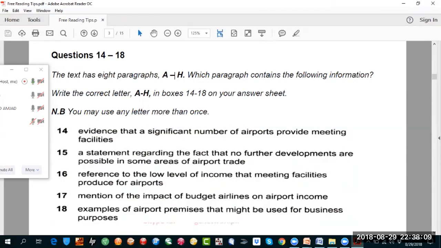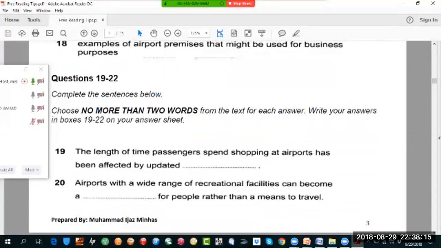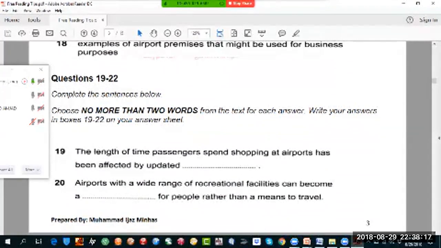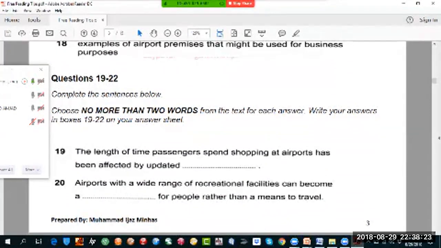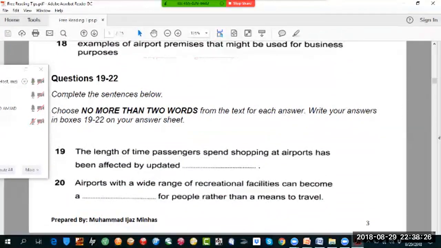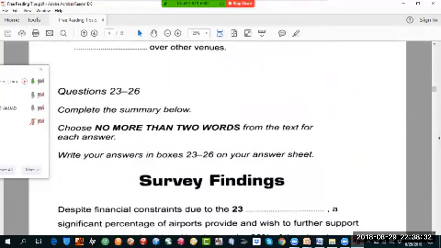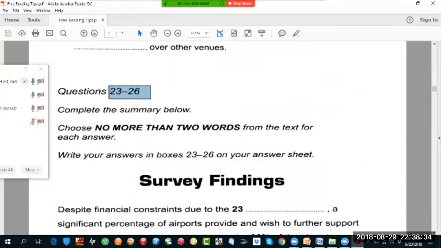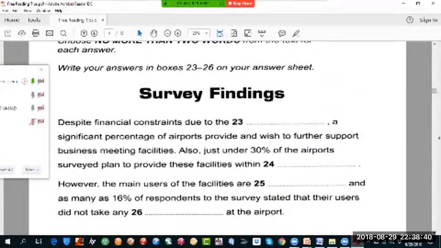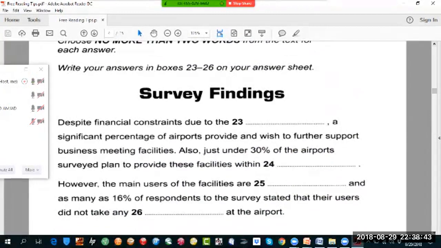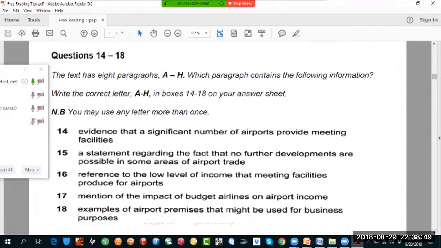Got it? So what does it mean? It means that question numbers 19 to 22 may contain any question whose answer may lie in paragraph A. Similarly, question numbers 23 to 26 may contain any question whose answer can be found in paragraph A. So what do you think? Is it a good way of doing or attempting these questions?